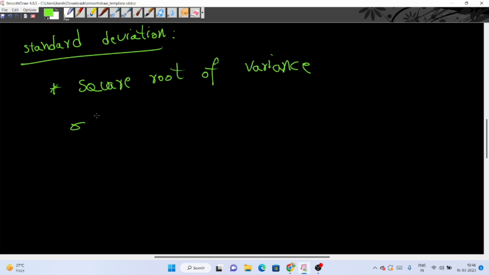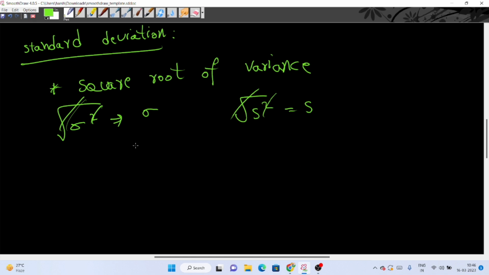So if variance is sigma square for population, then the standard deviation is going to be just sigma, because while doing square root we will cancel the square. And for sample deviation, it is going to be s, because while doing square root of s square, which is for sample variance, it will be cut off and we will have our sample standard deviation as s simply.